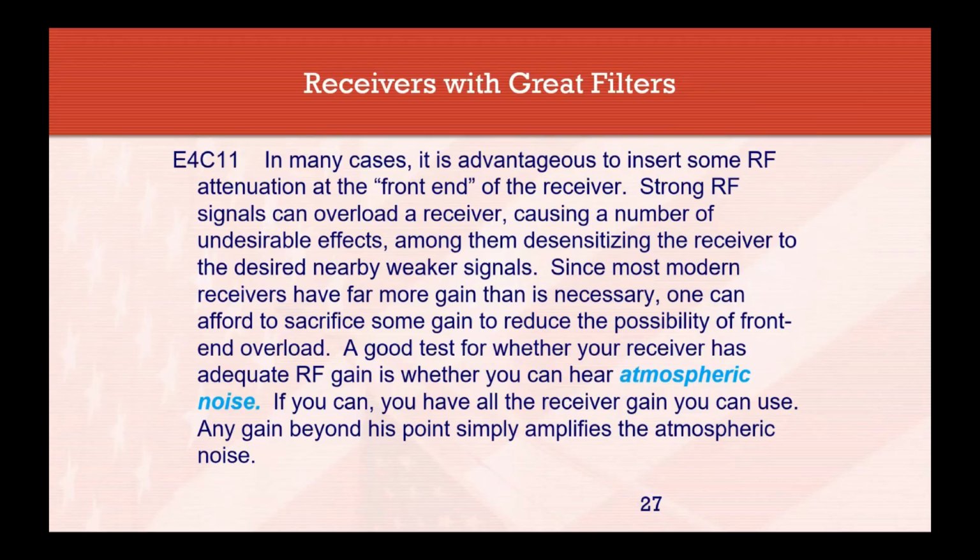Sometimes it's advantageous to have some attenuation at the front end, that is, to reduce the signal level coming in. Strong RF signals can overload the receiver. Well, of course. And sometimes you can reduce that level coming in with some attenuation and at the same time still pull out the signal that you're looking for. You would think that if you attenuated the strong signal, the weaker signal would go away, but it's not necessarily so. Most modern receivers have more gain than is necessary, and they can still pull out that signal, even though there's something strong nearby getting in the way.